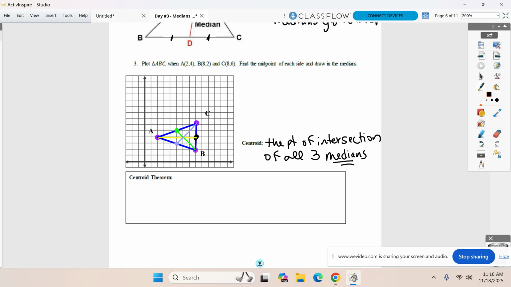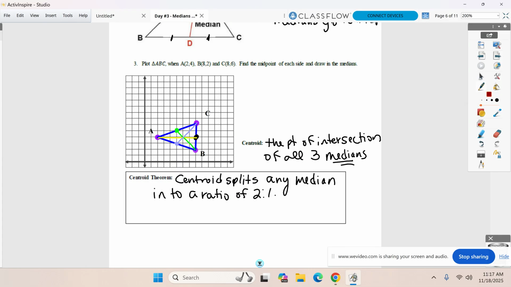All right, everyone ready for the big centroid fact? Here it is. Centroid fact. The centroid splits any median into a ratio of 2 to 1. And I will explain what that means in a minute. So wherever the centroid is, it splits its median up into a ratio of 2 to 1.